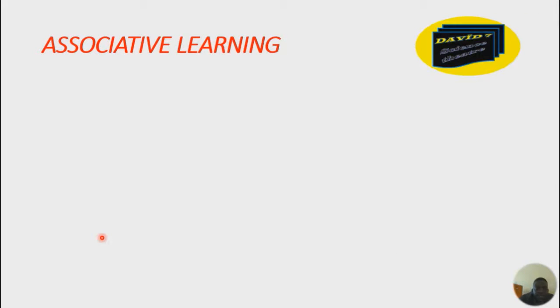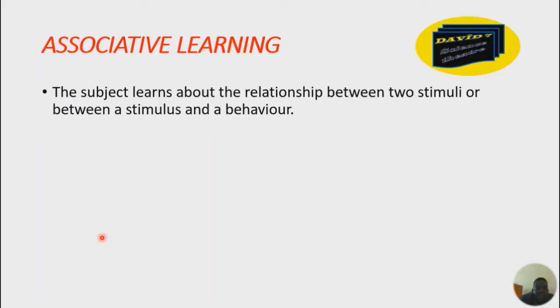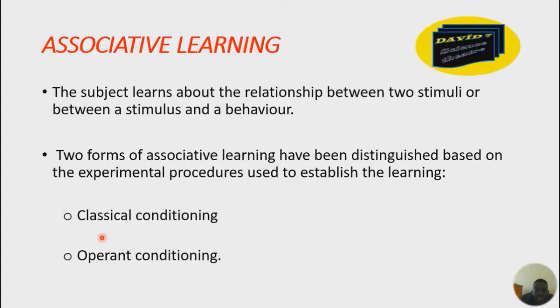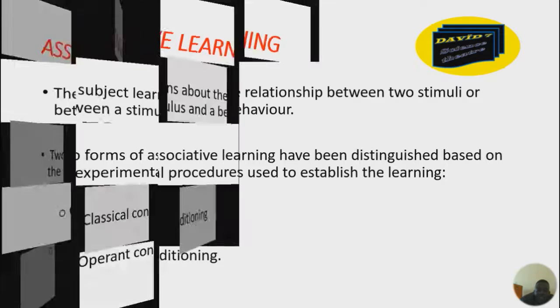So let's talk about associative learning. Here the subject learns about the relationship between two stimuli or between a stimulus and the behavior. Okay, so look at this. There are two forms of associative learning, and they have been distinguished based on the experimental procedures used to establish the learning. For example, we have classical and we have operant conditioning. These are the two forms of associative learning.